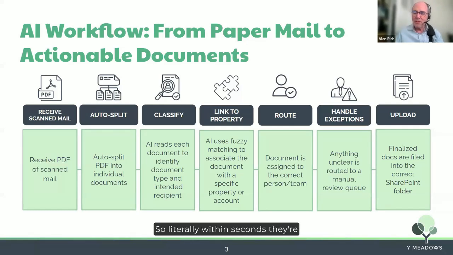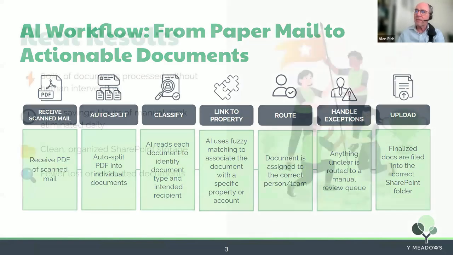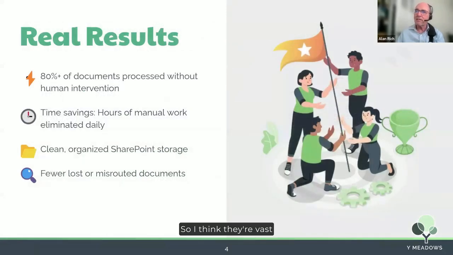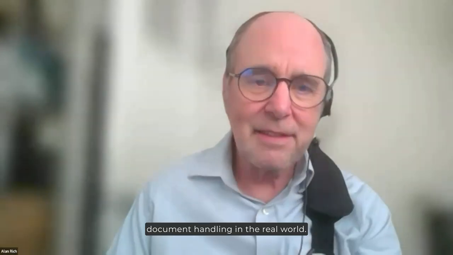So literally within seconds, they're taking what was a very complex, error-prone process and managing the whole thing through the use of AI, which is classifying, extracting, understanding, and handling routing rules, all in the system. Right out of the box, we were at 80% handling, and I think we'll probably get to over 90% handling, and it's made a big difference to their business. I think it's a nice example of document handling in the real world.